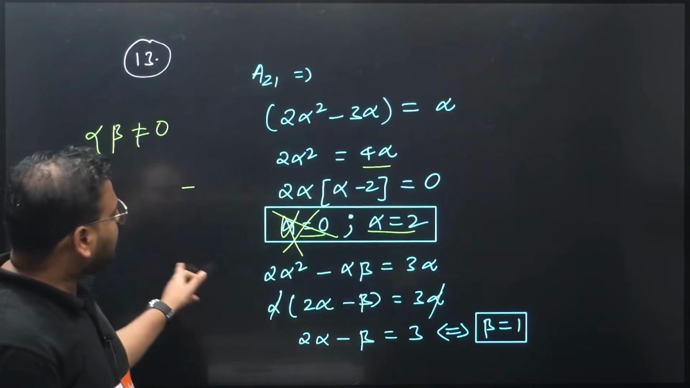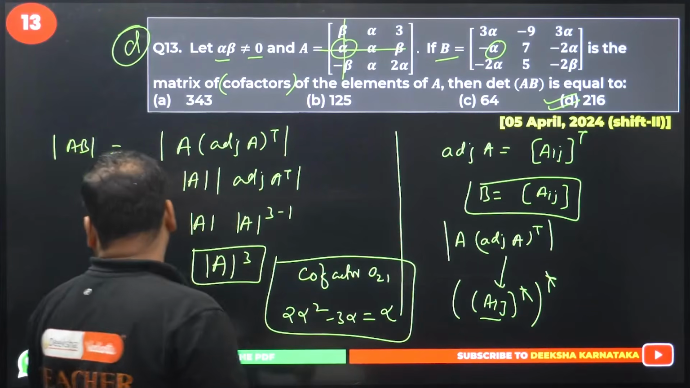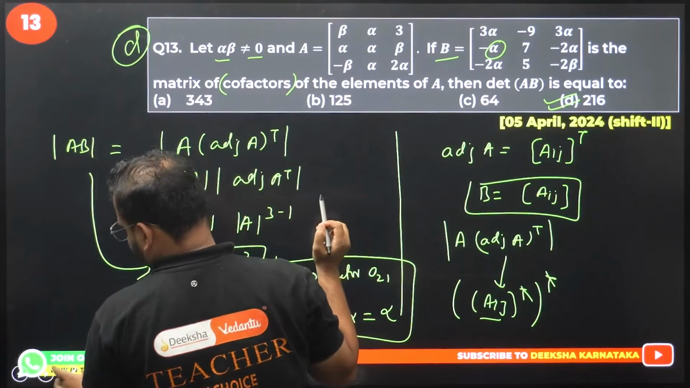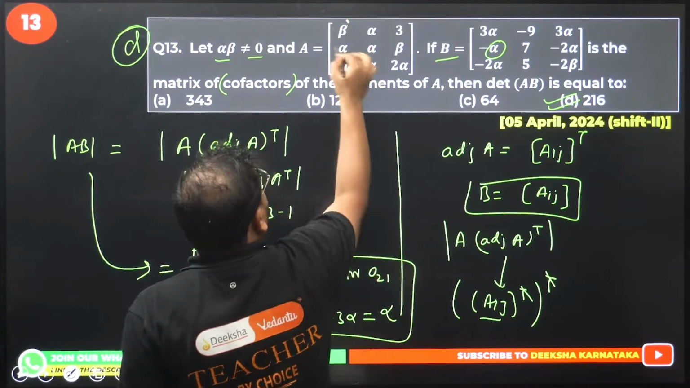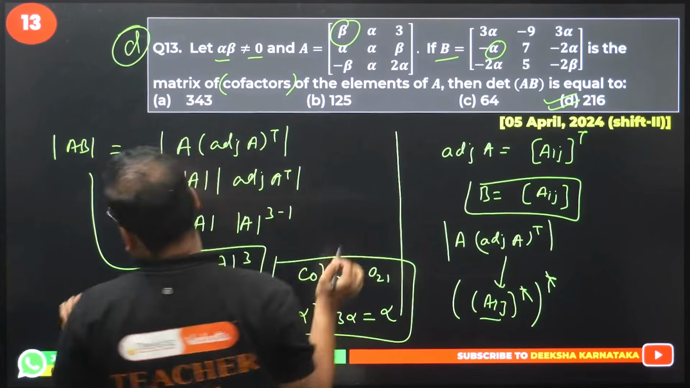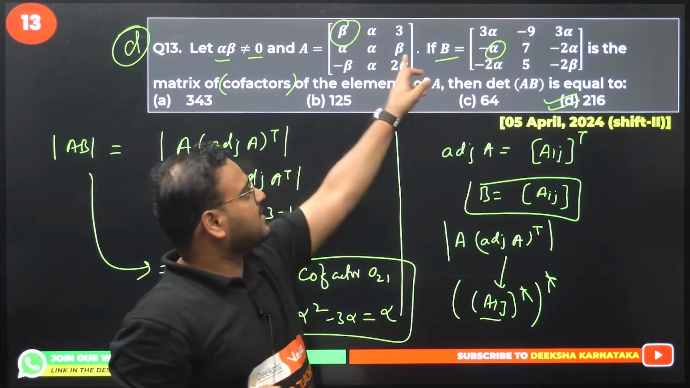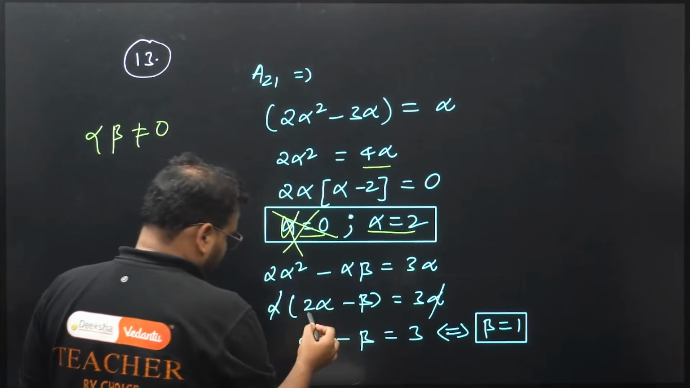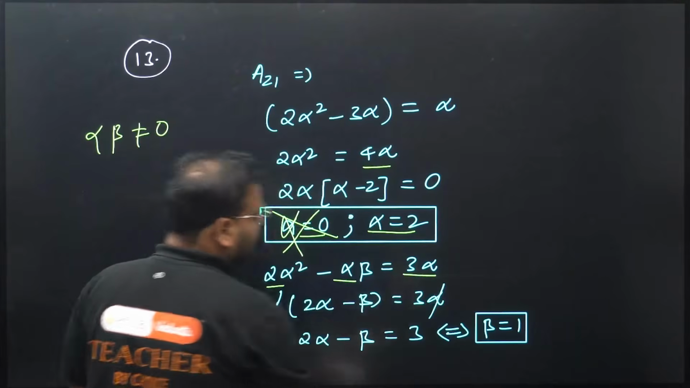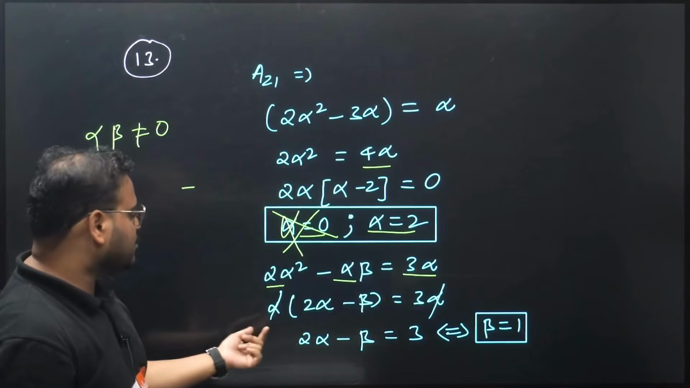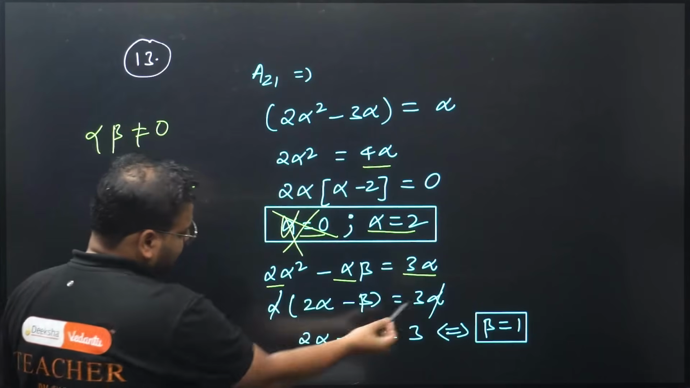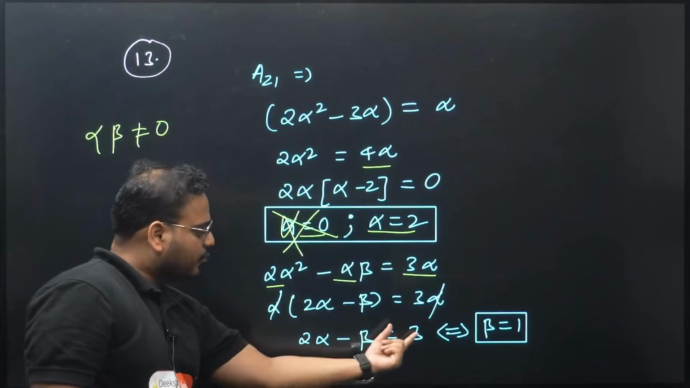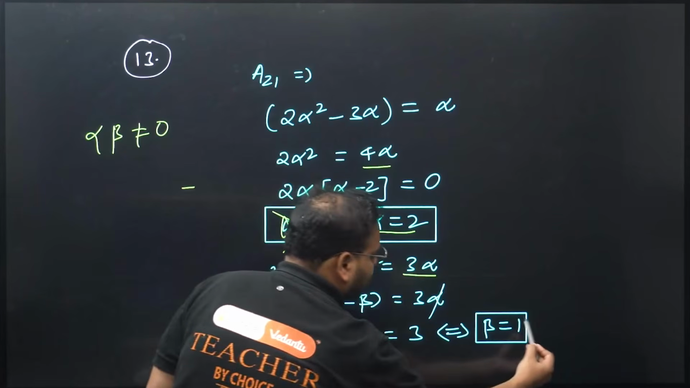Next you can find the cofactor of the first term, beta itself. Cofactor of this term: what are you going to get? 2 alpha square minus alpha beta equals simply 3 alpha. Have a look. 2 alpha square minus alpha beta equals 3 alpha. Alpha is now known to us as 2. Simplify this, alpha and alpha cancel. 2 alpha minus beta is 3. Alpha value is 2, so 4 minus what will be 3? 4 minus 1. So beta value is 1.